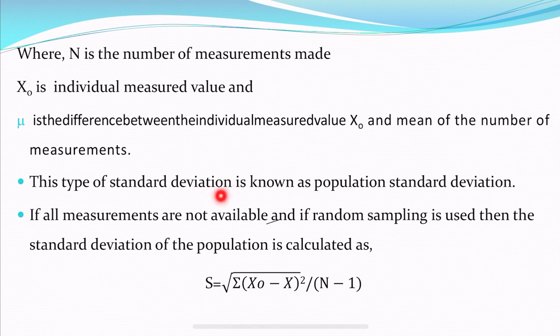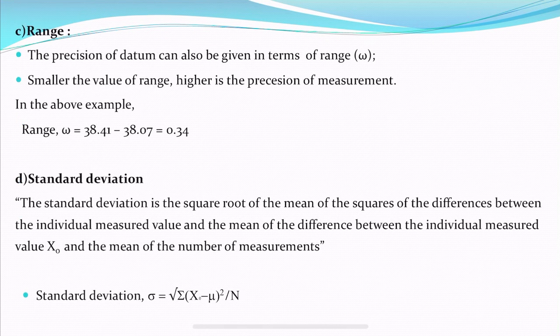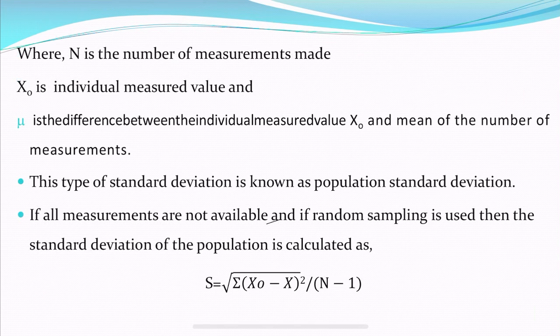This type of standard deviation is known as population standard deviation. The population standard deviation is calculated only when a large set of measurements is available. So this equation of standard deviation will be used only when there is a large set of data, and only then are we going to use this equation to calculate the standard deviation.